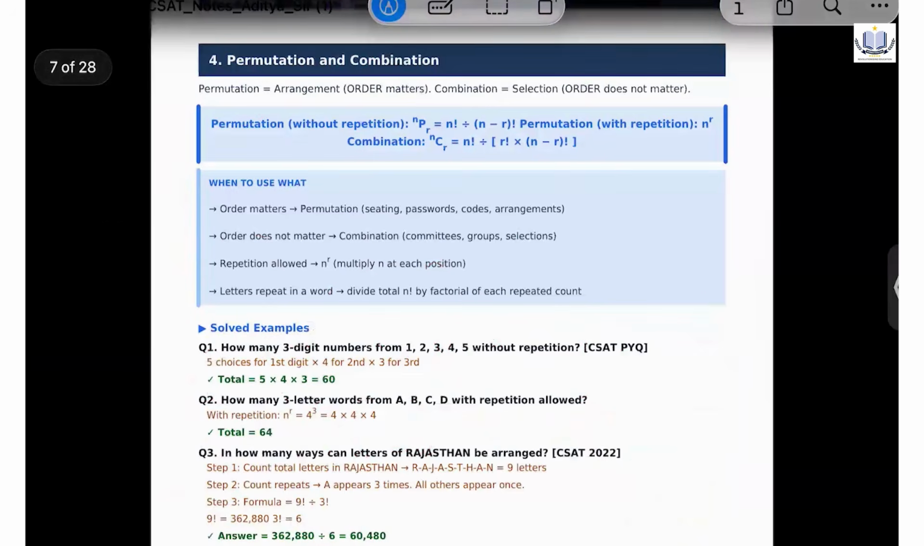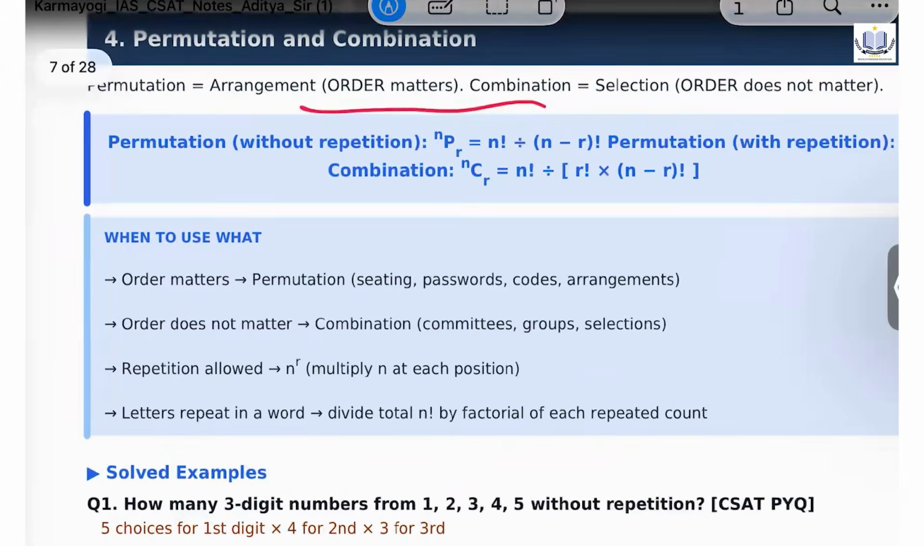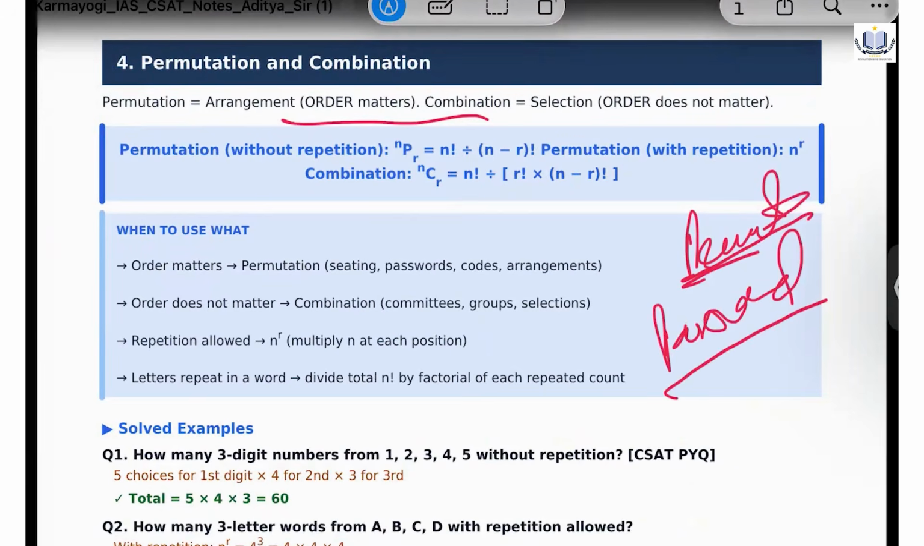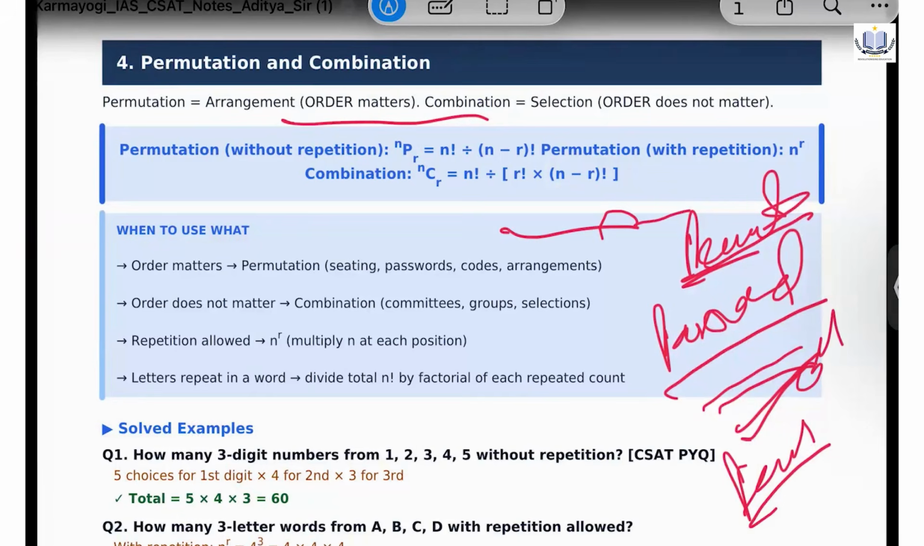Let's see the next topic, that is permutation and combination. When order will matter, like in a password, order matters, right? If I change the order of alphabets and numbers in my password, then order will matter. So then we will use the formula of permutation. Coding, arrangement of 5 people, order matters. So then we will be using the permutation. When order does not matter, like group selections, then we will use the combination formula. When repetition is allowed, then the formula will be n to the power r.